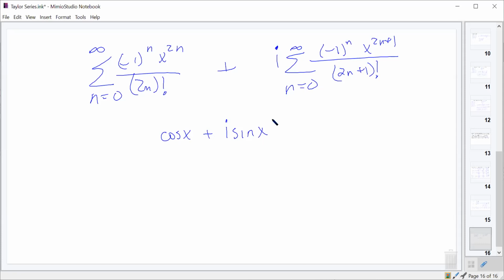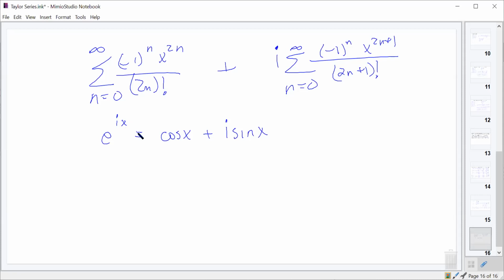Everybody good with that? Everybody agree with that? People at home on Zoom, are you okay? Yes, those also converge for all real numbers. True. That is true. So here's what we've done. We've said e to the ix is equal to cosine x plus i sine x. Everybody agree with that? Okay.